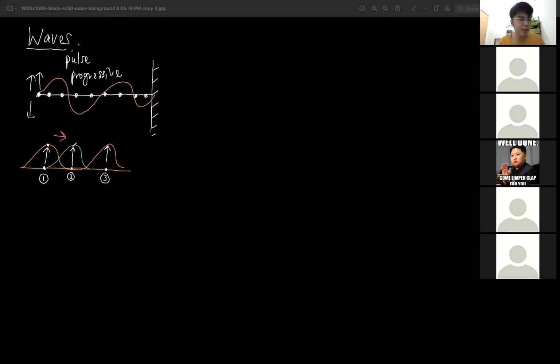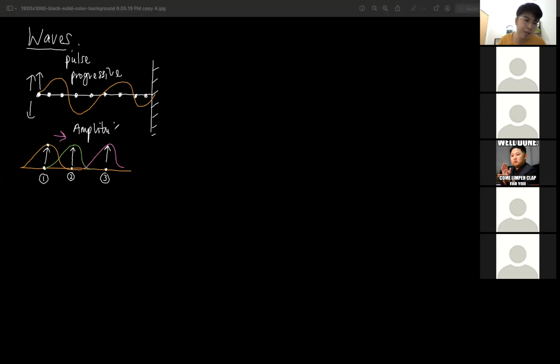Now if you just observe this motion, imagine what happened to the particles. 1, 2, 3, they are just going up, down. Number 2 is just up, down. 3 is just up, down. Do they change position? They don't change position, right? Same position, they're just moving up, down. But what is moving? This wave, the amplitude is moving. What is the amplitude?